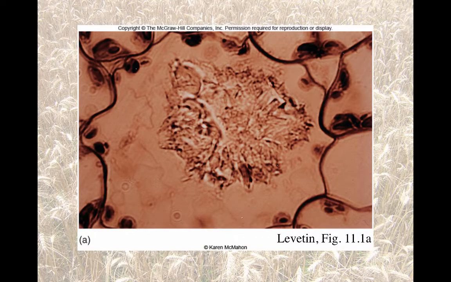Another form is druse. These are calcium carbonate, and we're going to look at some actually in lab. If you get a chance in lab this week, take a look at a piece of pineapple under the microscope, and they have these little inclusions in the cell called raphides, little sharp pin-like things. Anyhow, we'll talk more about those later.